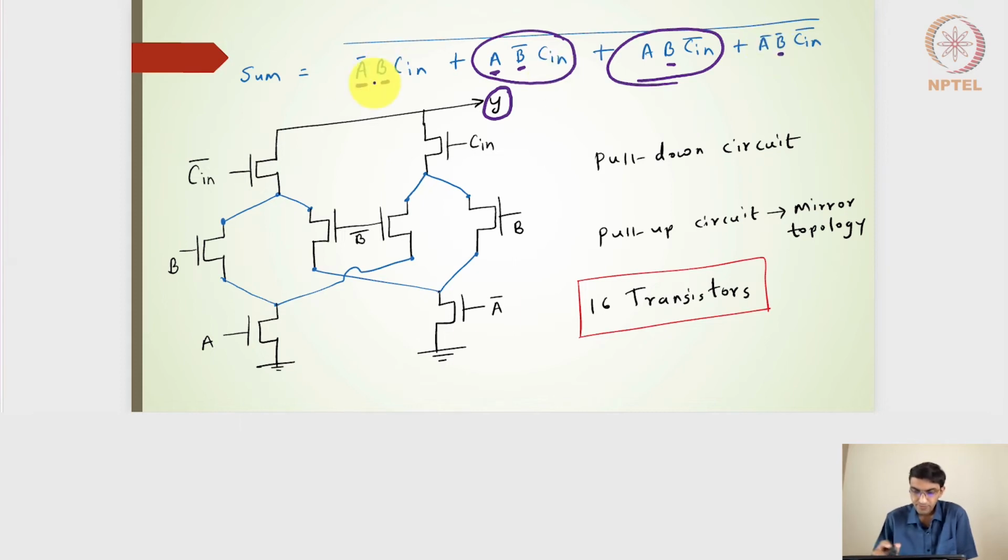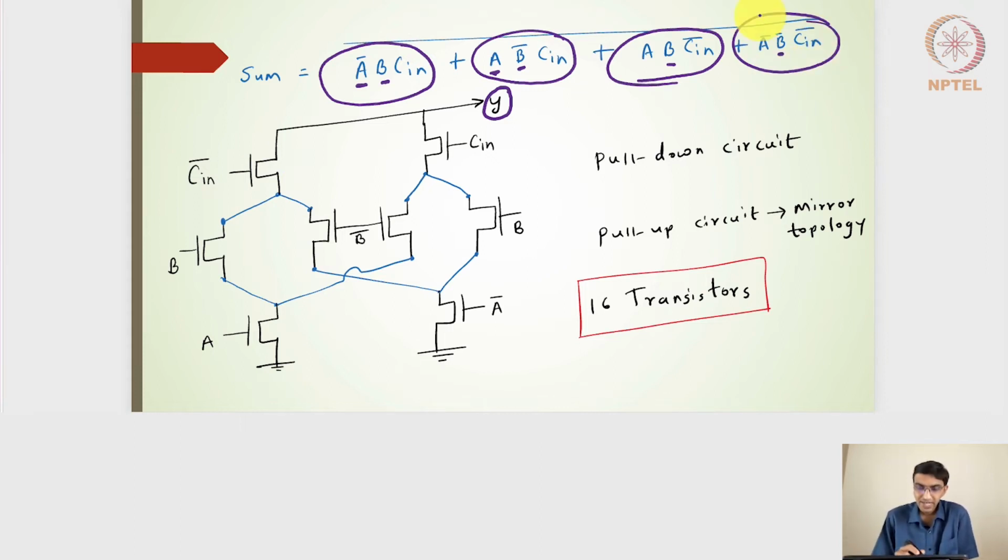This too we will see with A bar. So A bar B C_in. Connecting these 2 transistors and then these 2 transistors by this blue wire, I will get this particular expression A bar B C_in. And then finally A bar B bar C_in bar. I've connected this particular blue wire and then this particular blue wire, completing this expression.